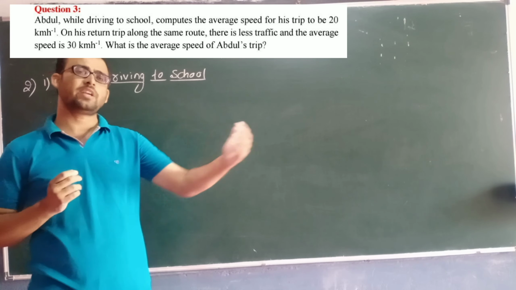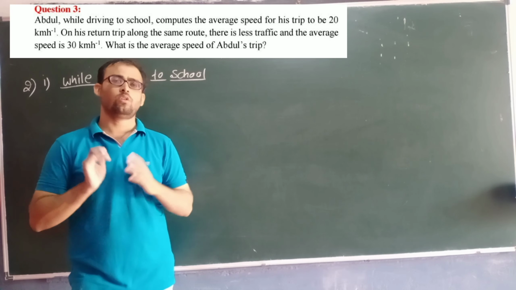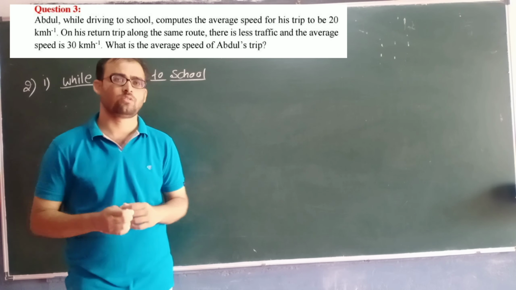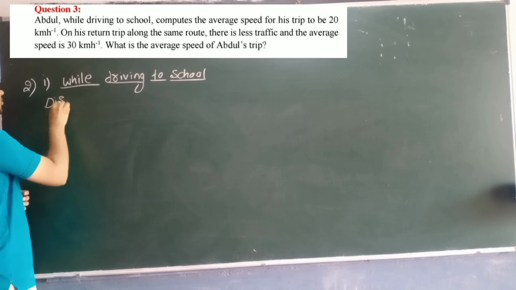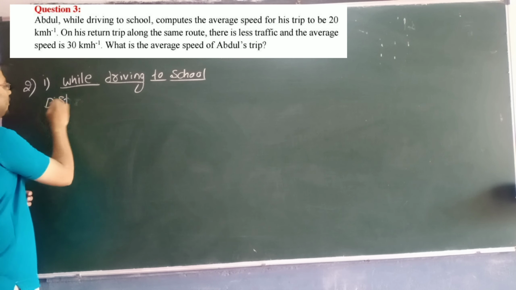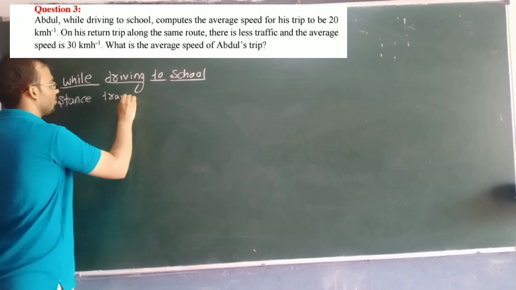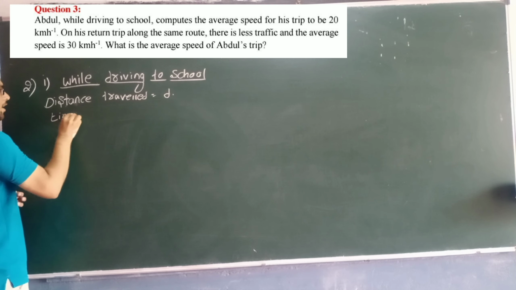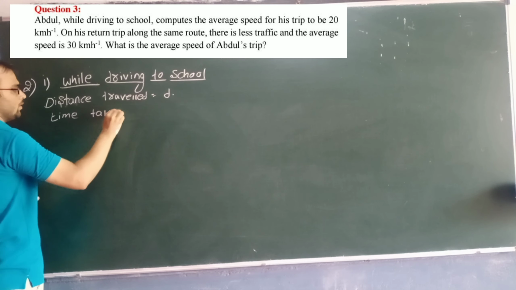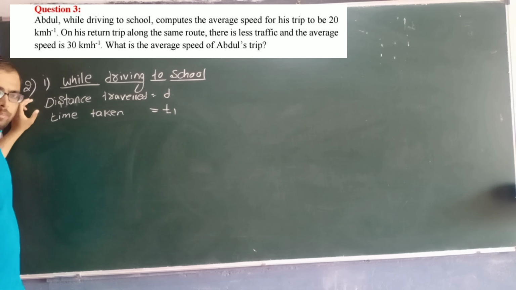Here, students, they have not given the distance and they have not given the time. They have given only the speeds. So let us take the distance traveled as D, and the time taken as T1. So let D be the distance traveled while driving to school and T1 be the time taken.